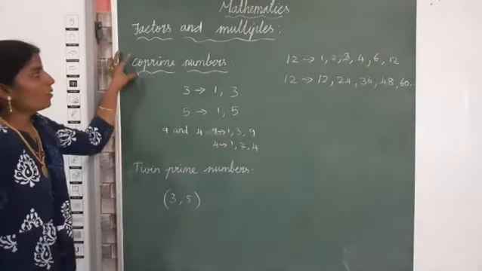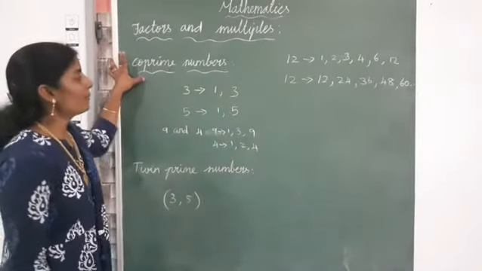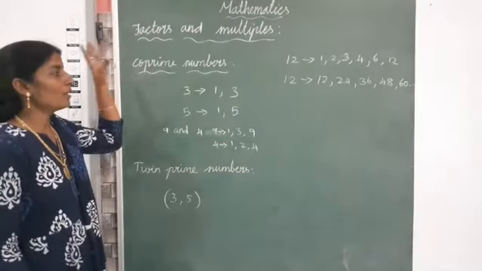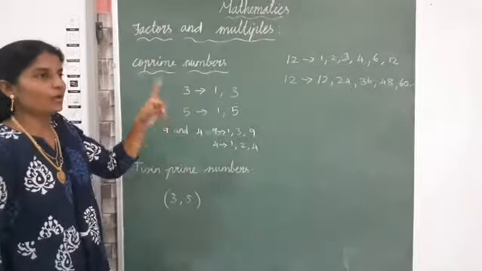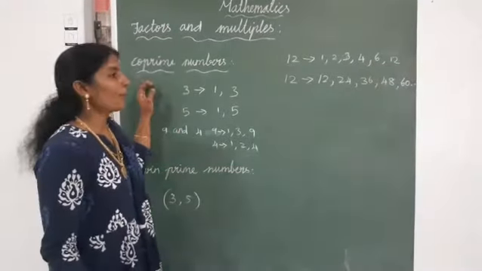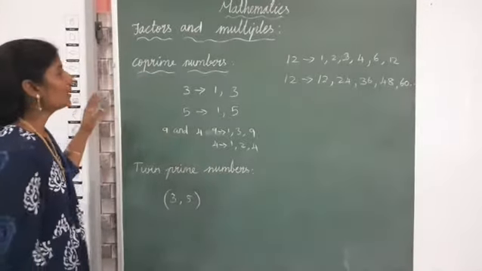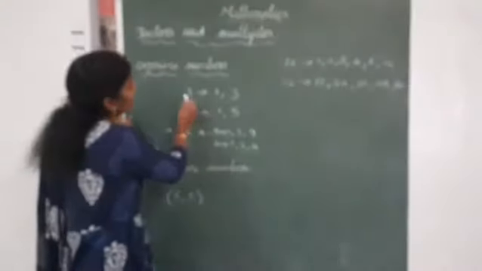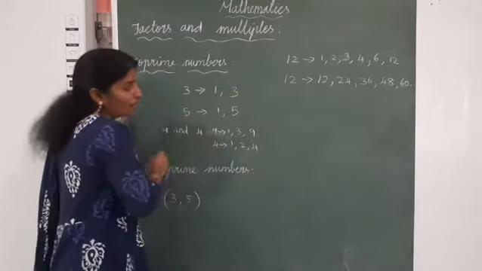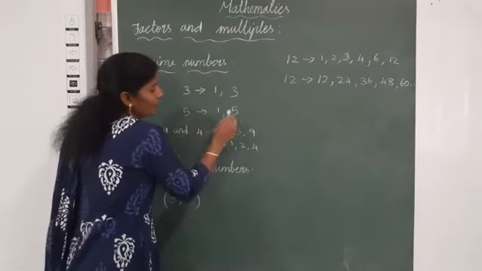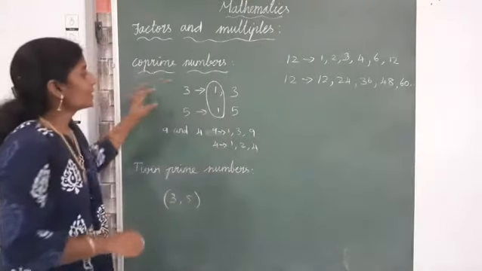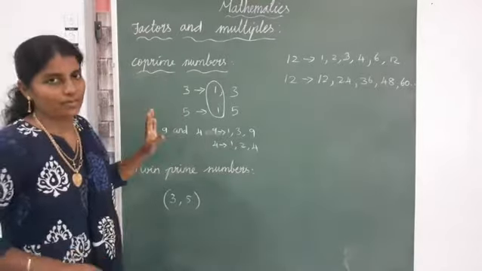Okay. Now, co-prime numbers. What are co-prime numbers? Any two numbers that have only 1 as a common factor are called co-prime numbers. Now listen here. 3: the factors are 1 and 3. 5: 1 and 5. Here only 1 is common, which means 3 and 5 are co-prime numbers.